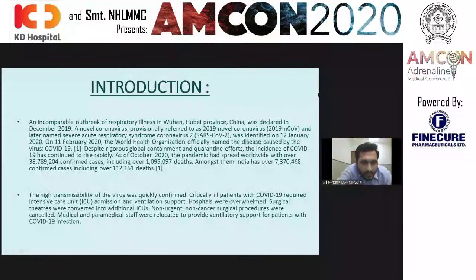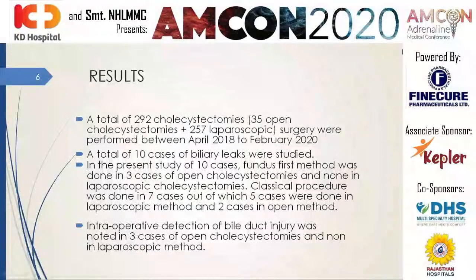An incomparable outbreak of the respiratory illness in Wuhan, Hubei province, China, was declared in December. Cholecystectomies were performed in our hospital from April 2018 to February 2020, which includes 35 open surgeries and 257 laparoscopic surgeries. From this total 292 cases, 10 cases of biliary leak were studied. In the present study of 10 cases, fundus first method was done in open surgeries only, that was 3 cases, whereas classical procedure was done in 7 cases, out of which 5 cases were done in laparoscopic method, whereas 2 cases in open method. Intraoperative detection of bile duct injury was noted in 3 cases of open cholecystectomy and none in laparoscopic method.